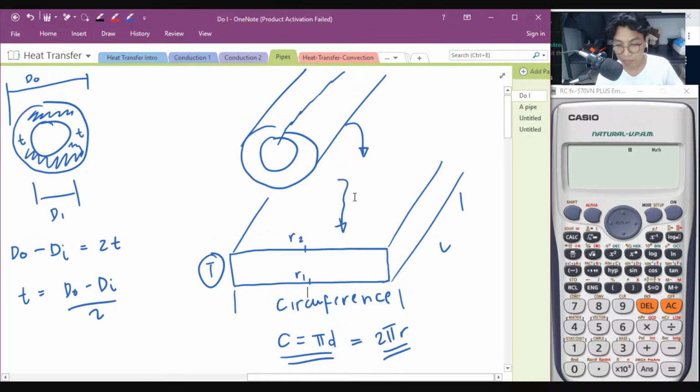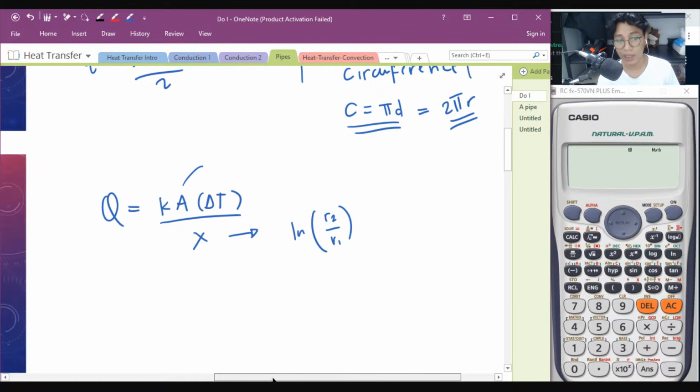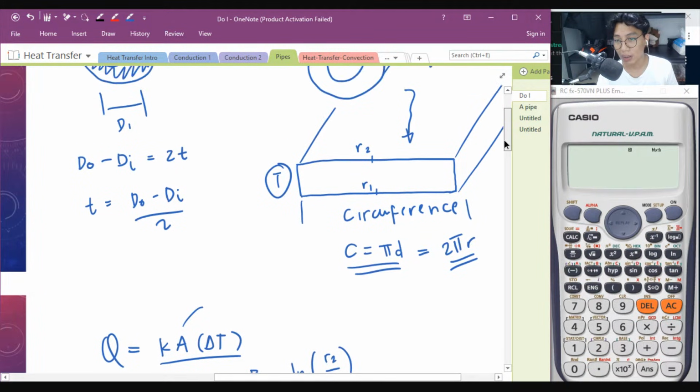Pardon me. But does the thickness change? No, the length does not change. So, the cross-sectional area na magpapass through yung iyong entire heat will become simply the circumference. Okay? Where that is given by this one, 2 pi L. Okay?